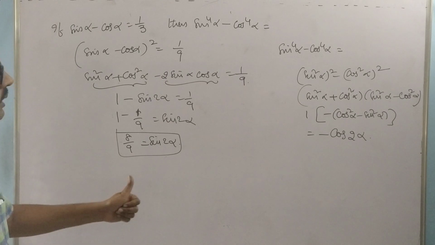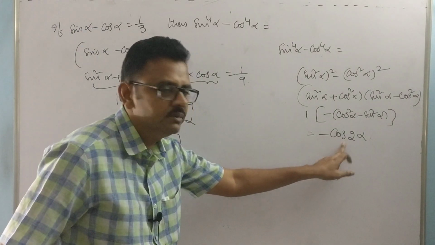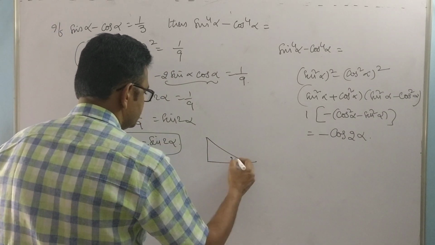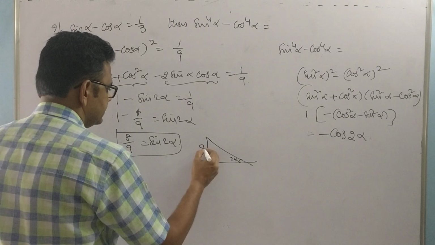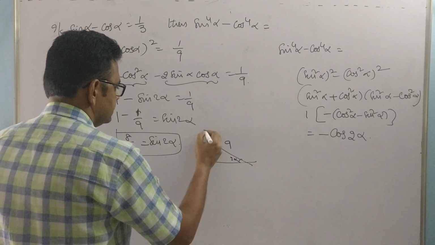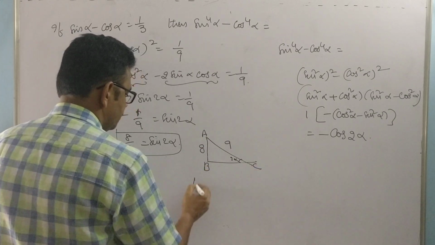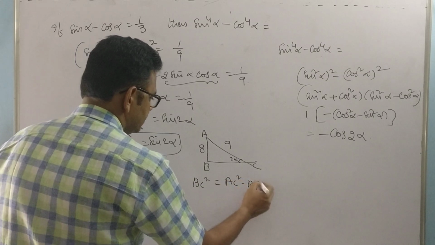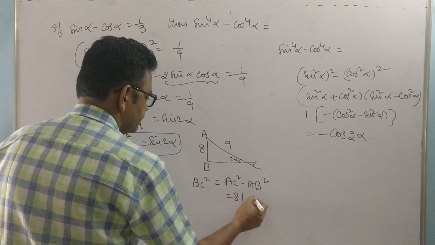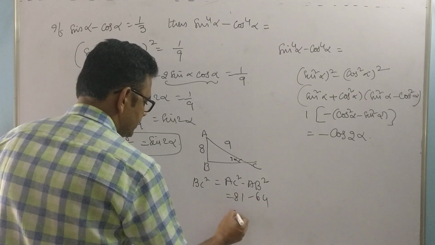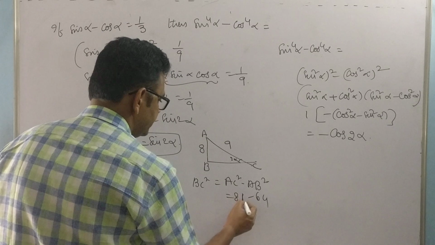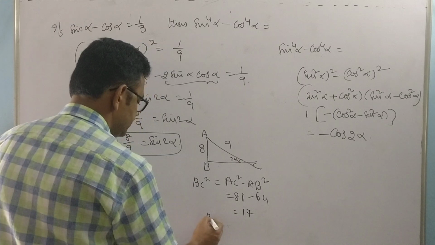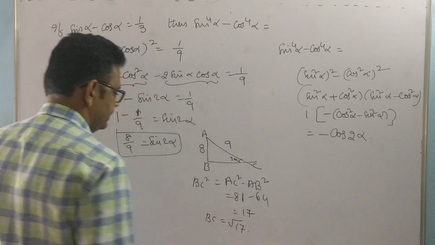Okay, now we have to find the value of cos 2 alpha. What is cos 2 alpha? Sin 2 alpha is 8 by 9. So this is 8 and this is 9. Suppose this is ABC. What is BC square? It is AC square minus AB square, that equals 81 minus 64, that is equal to 17. So BC is equal to root of 17.